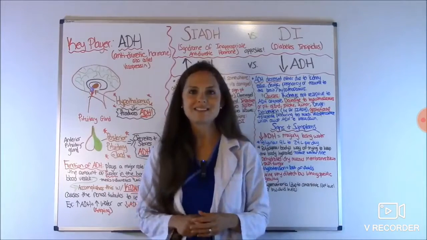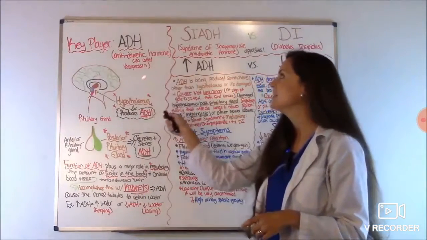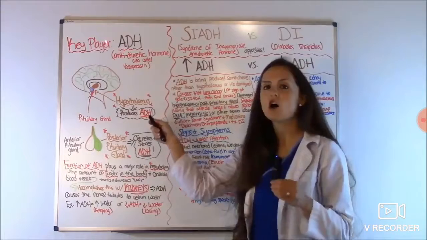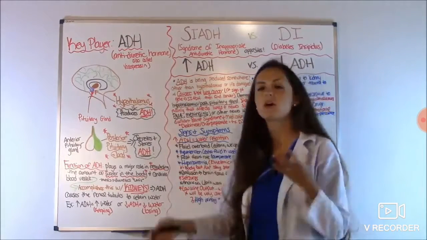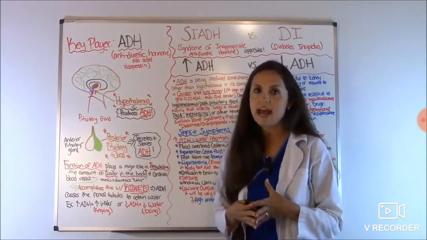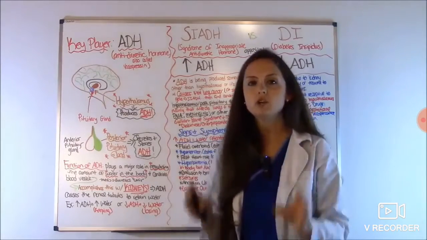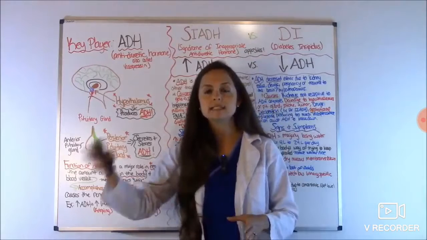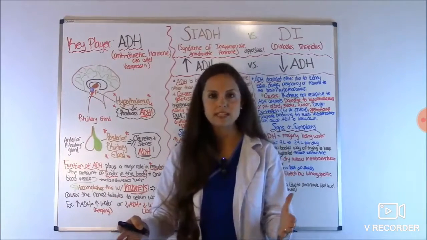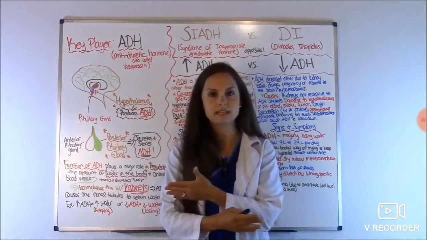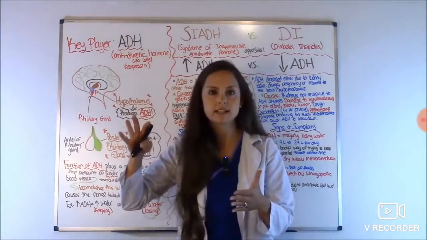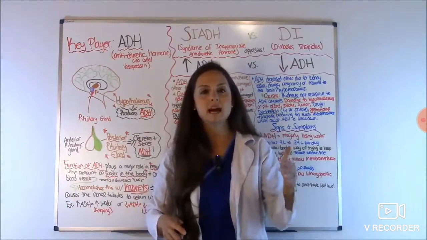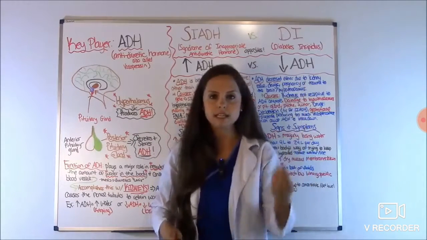So let's get started. Okay, the key player in these two conditions is called the antidiuretic hormone, ADH, also sometimes called vasopressin. This hormone plays a huge role in SIADH and diabetes insipidus, and they work in the opposite way. In SIADH, you're going to have an increased antidiuretic hormone. In DI, diabetes insipidus, you're going to have a decrease.